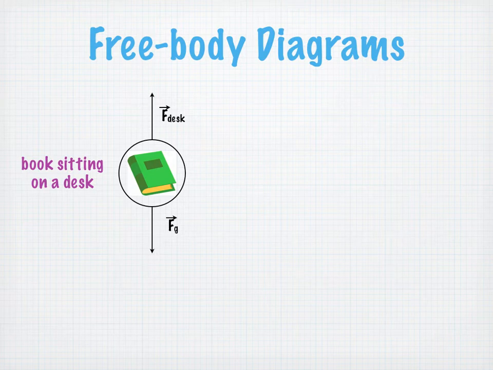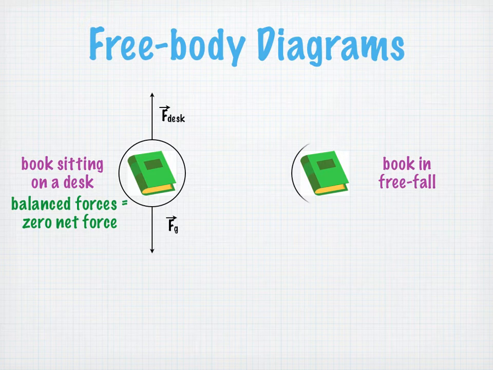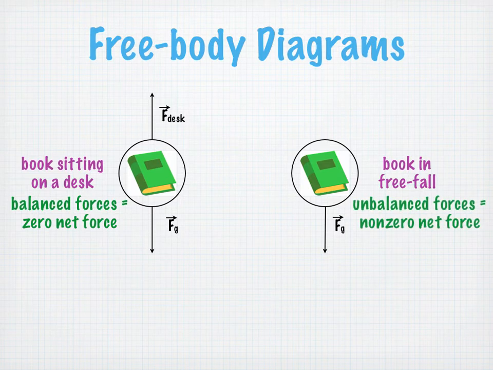Since the book is sitting still and not accelerating in either direction, these forces are balanced, which means they cancel each other out, adding together, and the net force on the book is 0. What if our book was in free fall? Free fall means that only the gravitational force is acting on the book. In this case, then, we have a non-zero net force. There's not another force to balance the gravitational force, so the book accelerates downward.